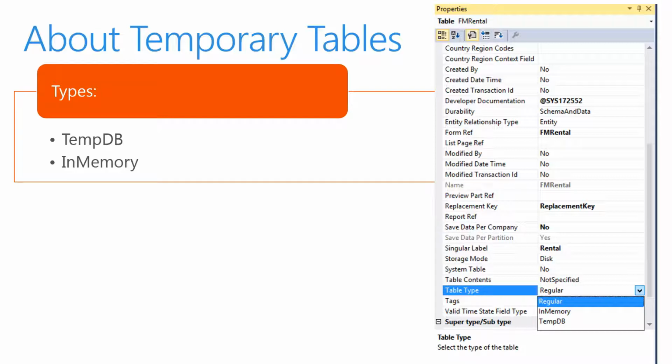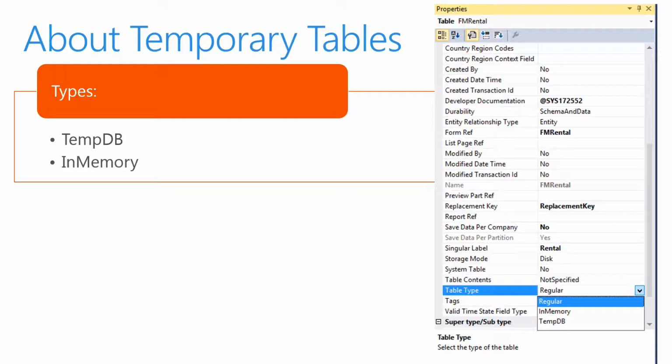TempDB tables have a persistent schema in the database, but they are configured to delete table data when references to the table go out of scope. In contrast, in-memory tables do not exist in the database by default and are instead held in memory until the size reaches 128 kilobytes. In-memory tables cease to exist when references to the table go out of scope.